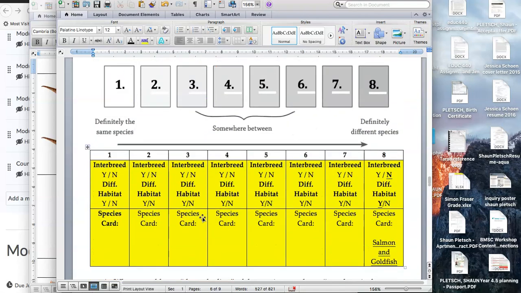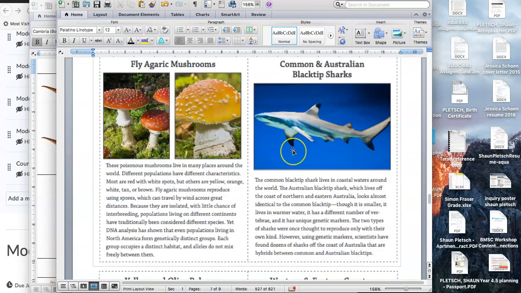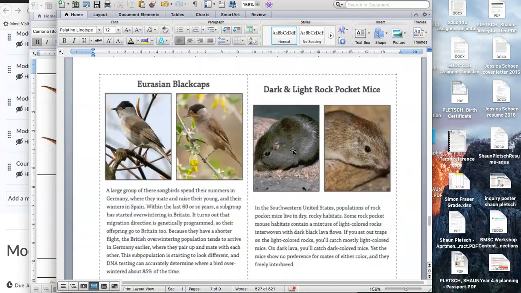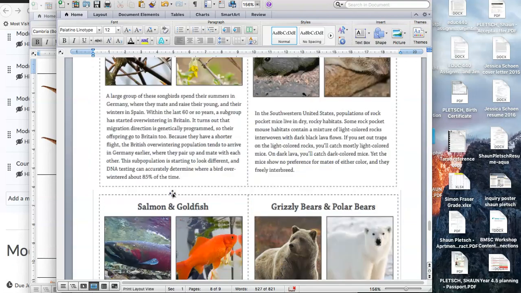So, for example, I'm going to scroll to the bottom and see what these species cards are. If you look at something like a salmon and a goldfish, those are very different species, and you know that. They have different environments, salt water versus freshwater. They don't interbreed, they don't come in contact. So what you know about speciation is enough to say, yeah, I know these aren't the same species.